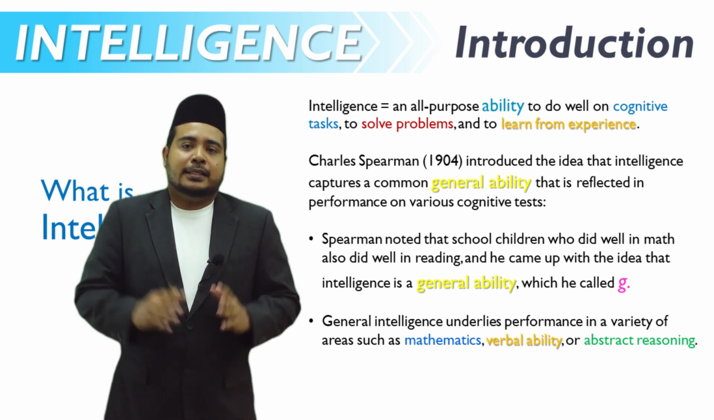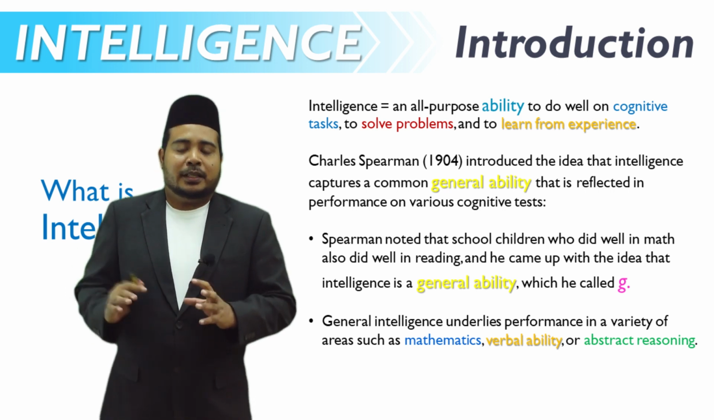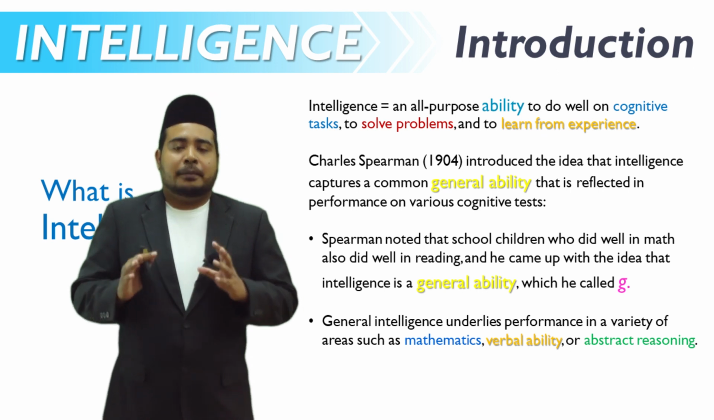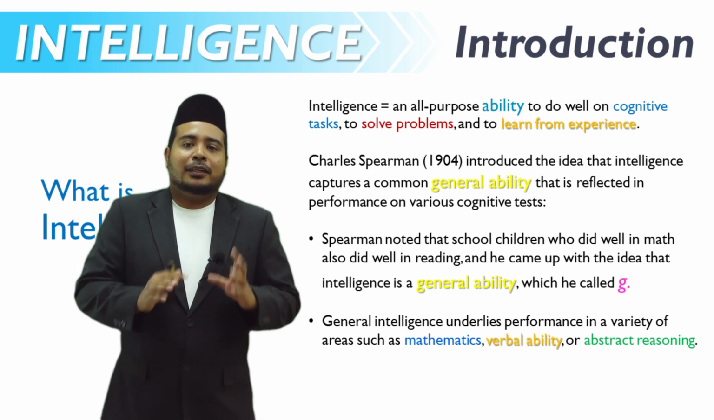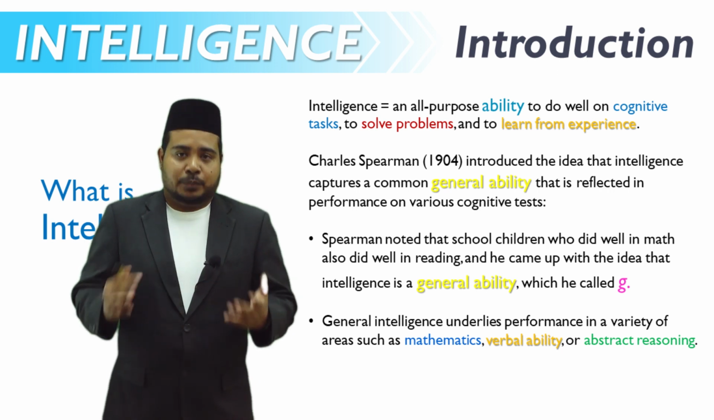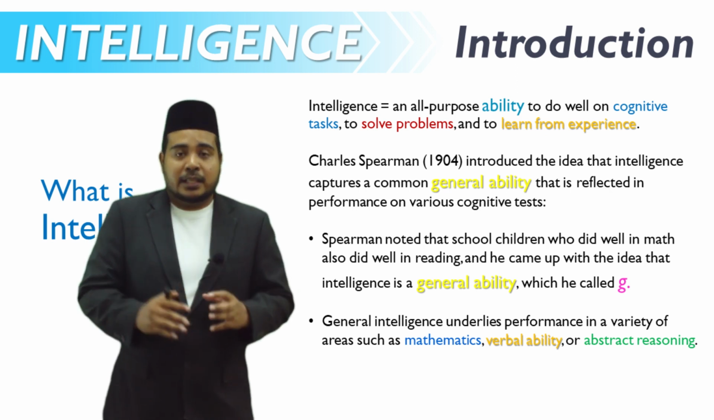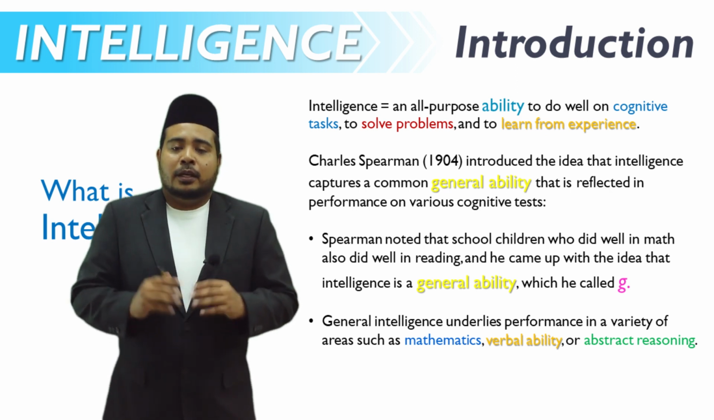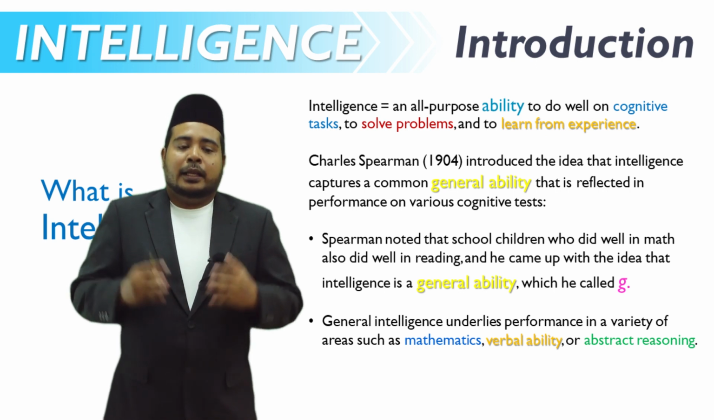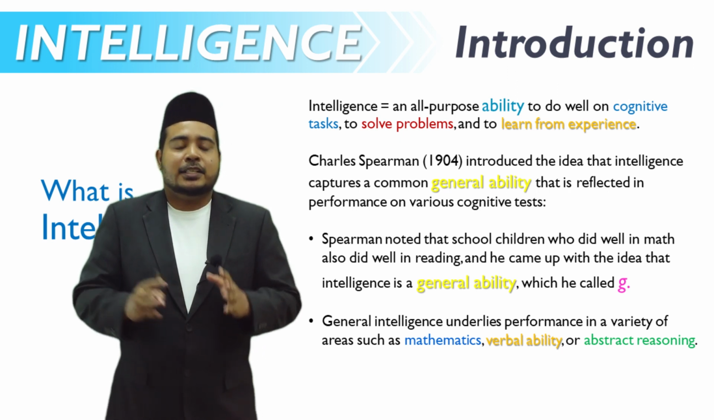So intelligence, according to definitions developed in the United States, refers to an all-purpose ability to do well on cognitive tasks, to solve problems, and to learn from experience. Why did I mention the origins of this perspective? Because even our textbook acknowledges that different cultures define or regard intelligence differently.